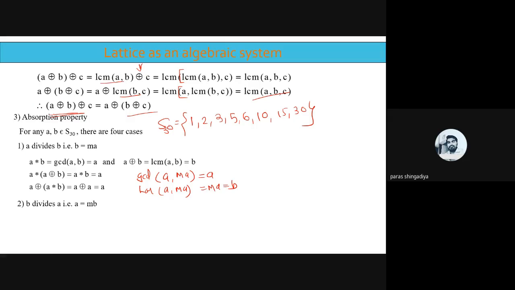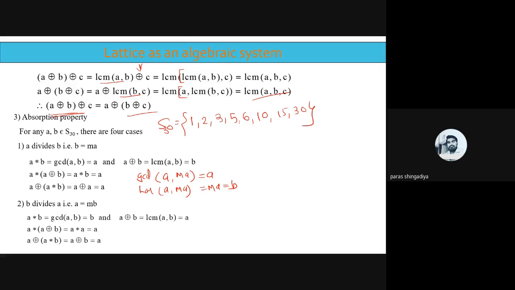And similarly, we can prove in case 2, that part is already completed in unit number 2, how we can check the lattice or not. Clear? But it is also a part of Boolean algebra, so we use this data again to prove it is a lattice or not. The second case is B divides A, and for B divides A, GCD of A, B will be B, and LCM of A, B is equal to A.